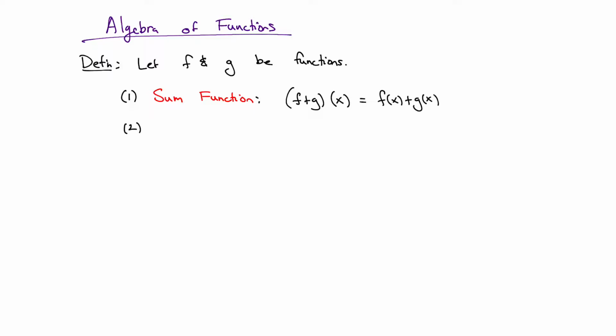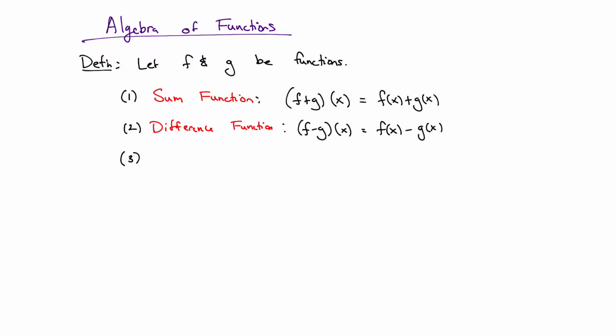The difference function. I wonder what this is going to be. Well, it's going to be f minus g of x is f of x minus g of x. That's just how it's defined. So basically the definition is that this is the name, like this is the sum function spoken f plus g of x, and how it's defined is just you take f of x and g of x and you add them together. Similarly for the difference function, f minus g of x is just defined as f of x minus g of x.